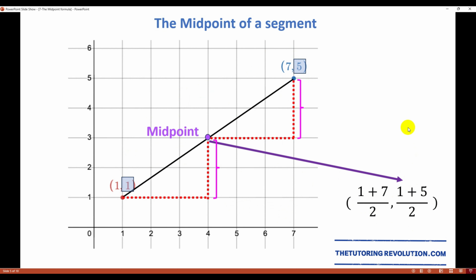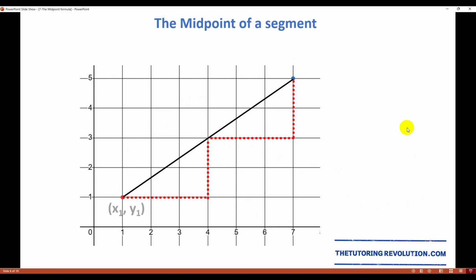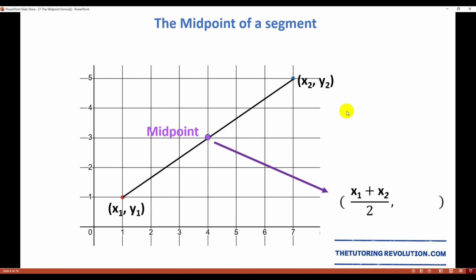Okay? So in general, if we want to name a formula, and we label this x sub 1 comma y sub 1, and this is x sub 2 comma y sub 2, the midpoint will be given by the average of the x's, right, x1 plus x2 divided by 2, and the y-coordinate will be the average of the y's, y1 plus y2 divided by 2. That's the midpoint formula.